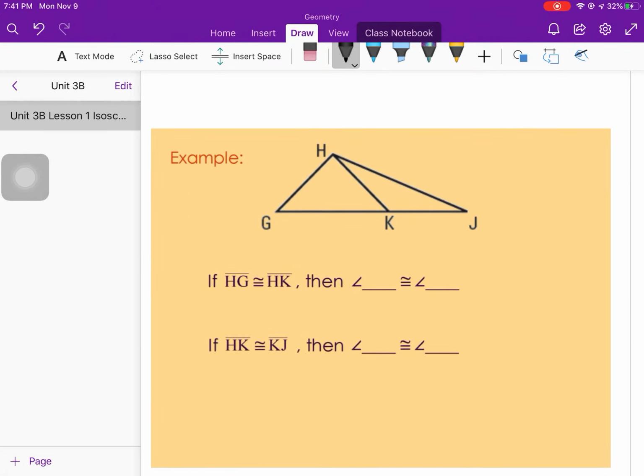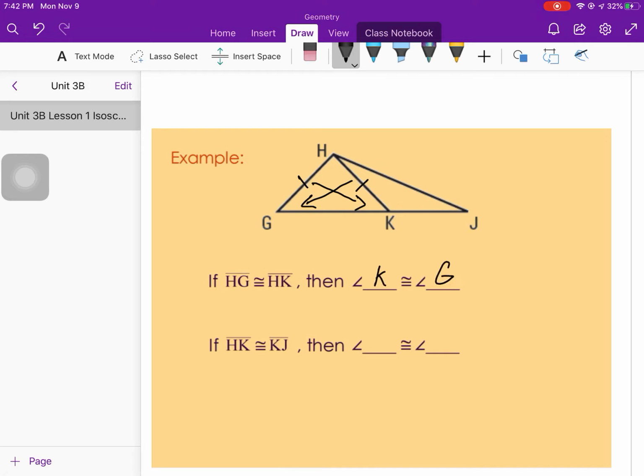So here's an example. If HG is congruent to HK, so let's go ahead and fill that in, HG, HK, then blank is congruent to blank. So what we're going to say for this one, what are the angles opposite? So draw your little arrow. Looks like K and G. Angle K is congruent with angle G.